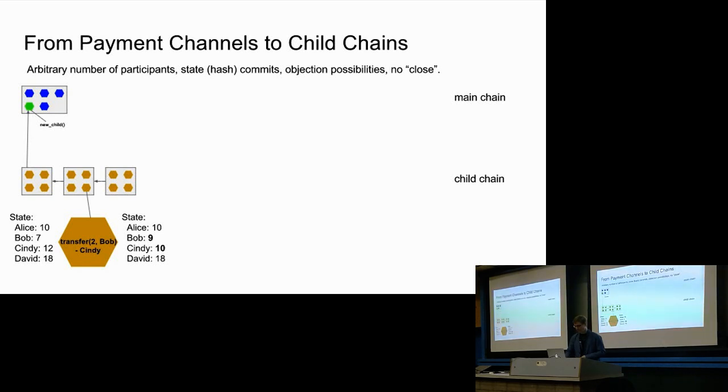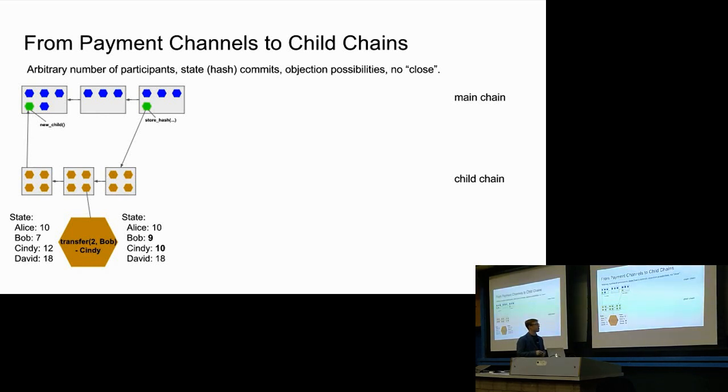And so now the interesting part is that we also have these special transactions on the main chain, which call a function called store hash. These functions are called by the people responsible for managing the child chain. And what it does is it just stores the hash of the recent block in the main chain. It does not store the full state, just the hash of the block, which also includes the hash of the state, but it's very little information.